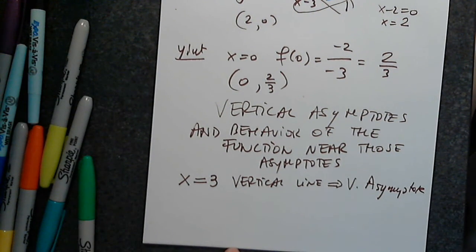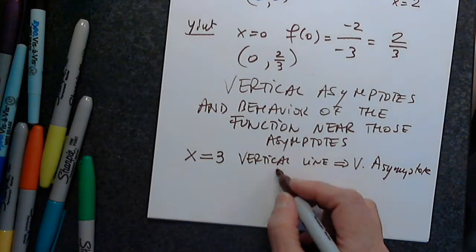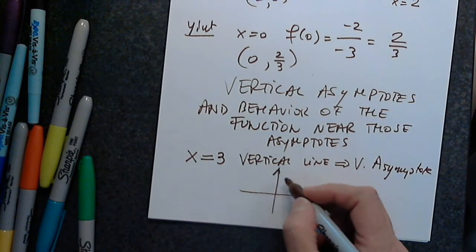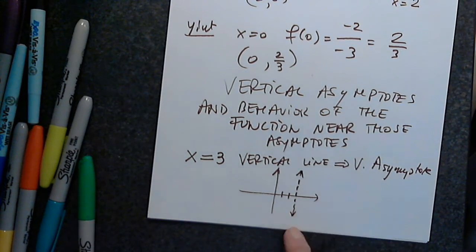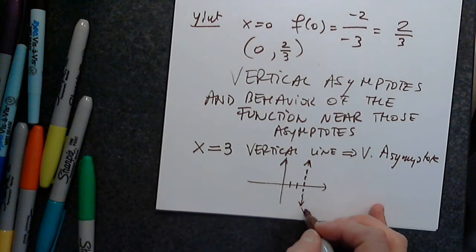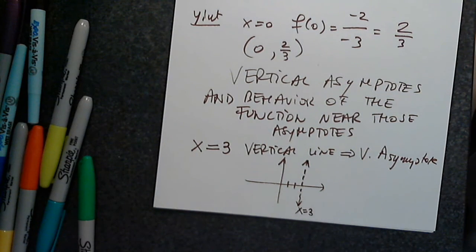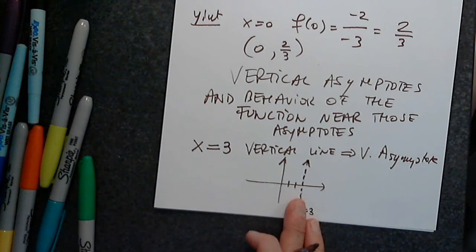What does that mean? It means that at x equals 3, when we get to graph this function, at 3 we will graph the asymptote, x equals 3. The function does not exist at 3. So what can happen there?